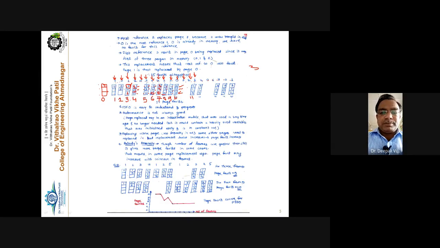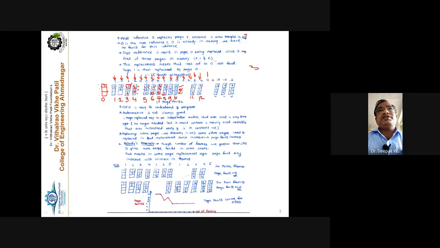Which page is to be replaced? Out of 0, 2, 3, 2 is the oldest one. So I replace it here. So 0, 1, 3 are now the pages loaded inside the memory. Now the next memory reference is 2. Page 2 is not available. Page fault occurs. It is page fault number 12. Now out of 0, 1, 3, which is the oldest one? 3 is the oldest. Replace it by page number 2. So we have 0, 1, and 2.